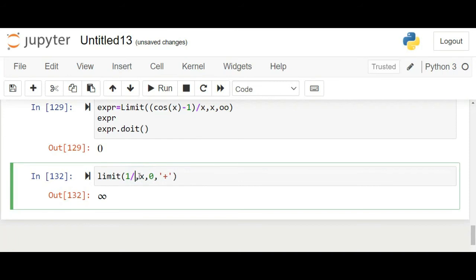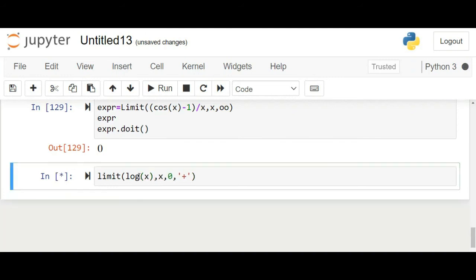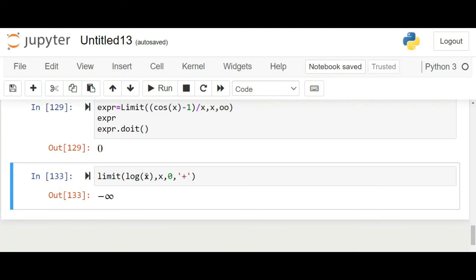Similarly, if we change the function over here to log of x, in this case our answer will be again minus infinity. But if we write minus over here, then our answer will be minus infinity. In both cases, minus and plus, our answer will be okay.